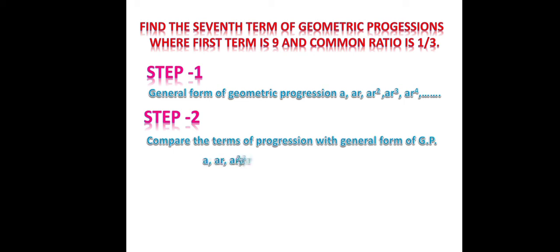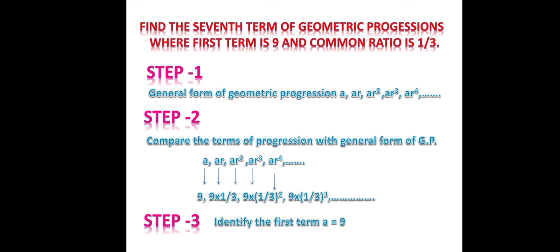As it's given that the first term is 9, so first we will write the general form and in the place of A we will write 9. So here after identifying that the first term is 9 and the common ratio is 1 by 3, in step 3 we will identify small a as 9 and small r as 1 by 3.